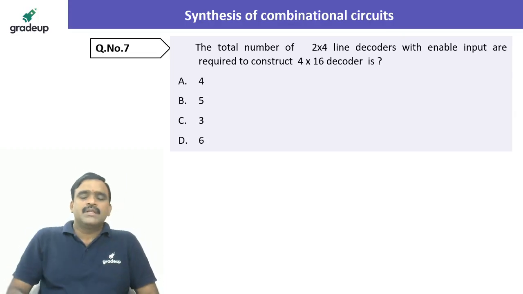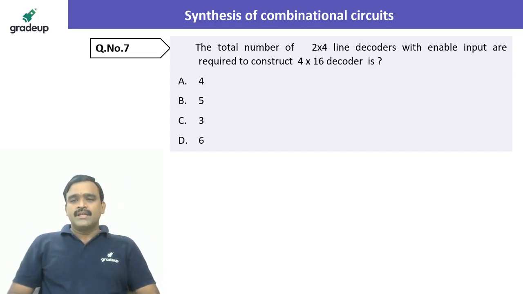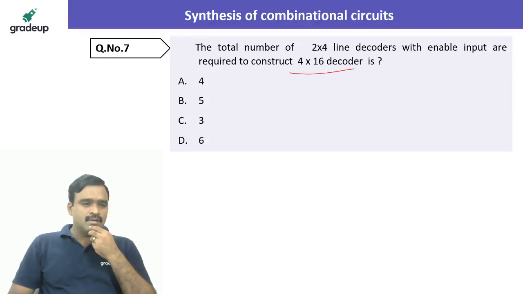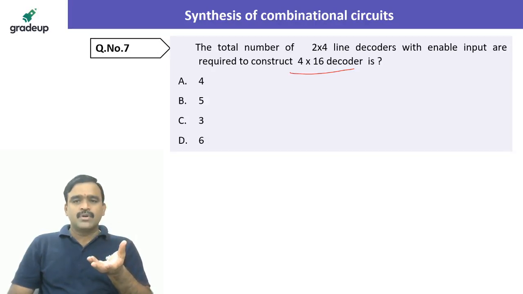Coming to the 7th question: the total number of 2x4 line decoders with enable input required to construct a 4x16 decoder is. So we have to use 2x4 decoders to construct the 4x16 decoder. How many decoders are required? You can tell quickly. I will also show you how to draw the 4x16 decoder circuit by using the enable input with the help of 2x4 decoders. Is it clear?